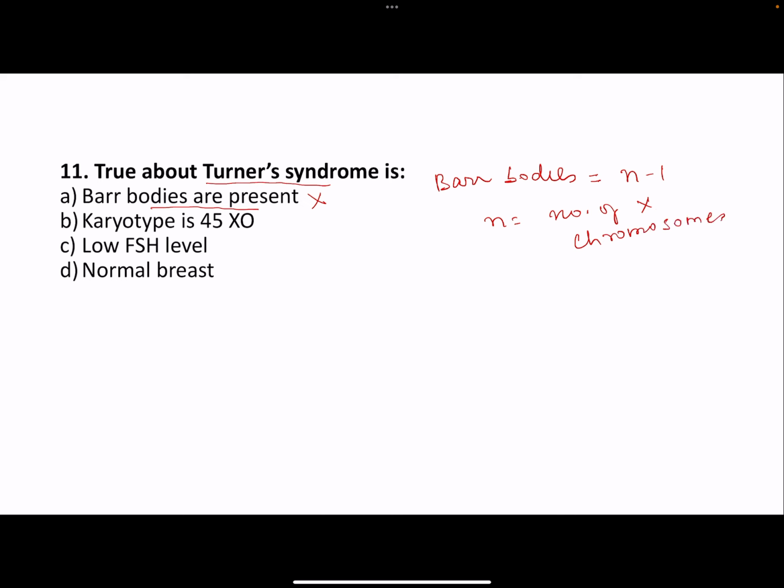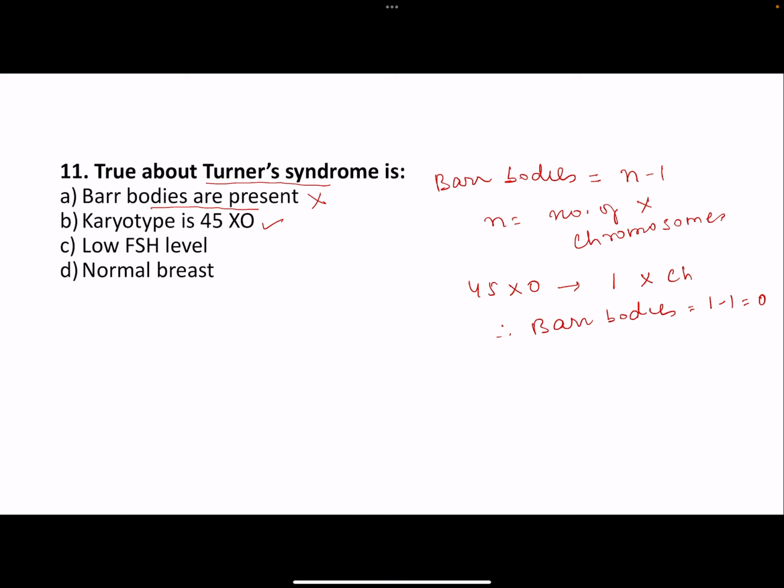In the case of Turner syndrome, the karyotype is 45XO. So here there is one X chromosome. Therefore the bar bodies in Turner syndrome will be 1 minus 1, that is 0. So bar bodies are not present in Turner syndrome. Option B, the karyotype is 45XO. Yes, it is true about Turner syndrome.